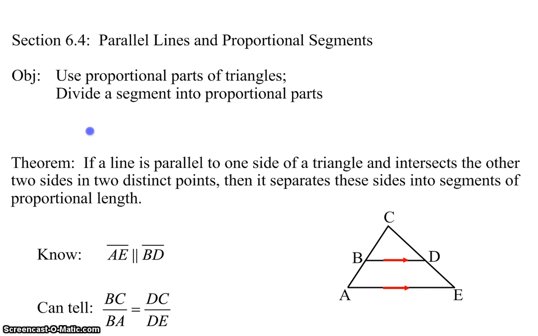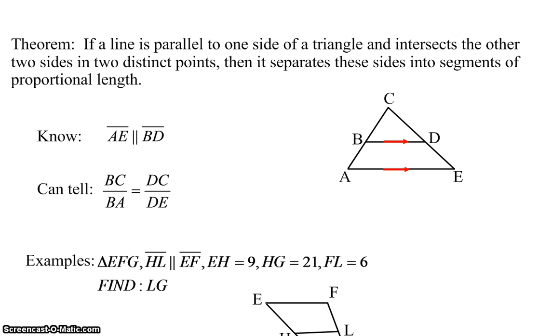Today's lesson is on parallel lines and proportional parts. First, we will look at what happens when a segment in a triangle is parallel to one side. Our theorem states if a line is parallel to one side of a triangle and intersects the other two sides in two distinct points, then it separates these sides into segments of proportional length.